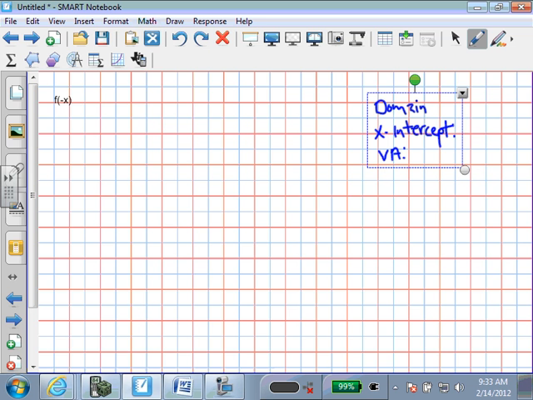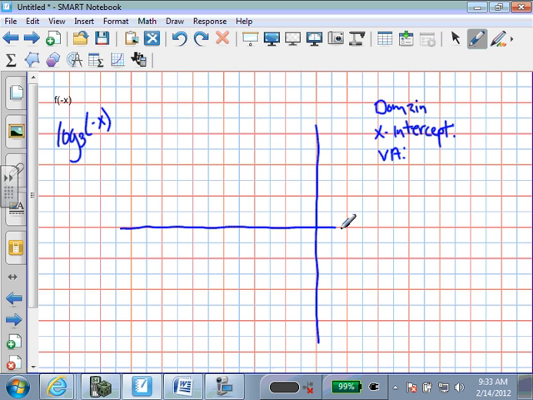Let's try f of negative x, which would mean log base 3 of negative x. We know when the transformation puts the negative on x itself, that is a reflection over the y-axis. So instead of my graph being all to the right, my graph is going to be all to the left.